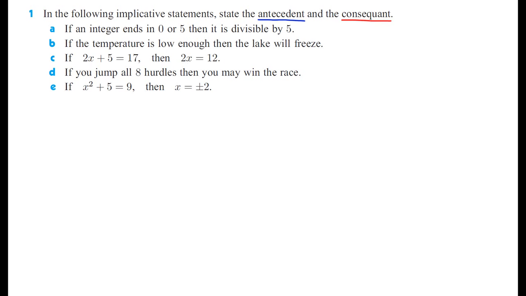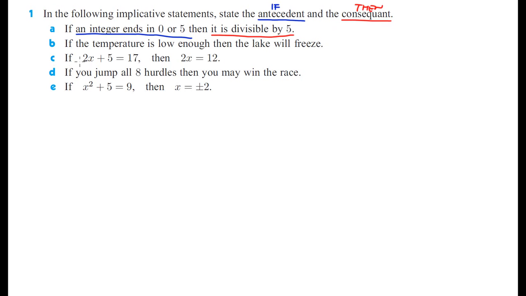All right, so for the first one, the antecedent, again, this is the if portion of the statement. So an integer ends in 0 or 5 is going to be the antecedent, and then it is divisible by 5 would be the consequent. And you really could put the integer is divisible by 5 would be the consequent. Okay, so that's the then.